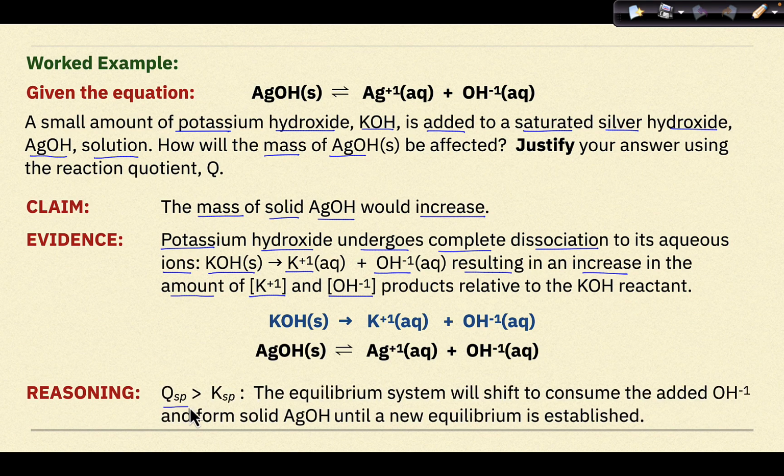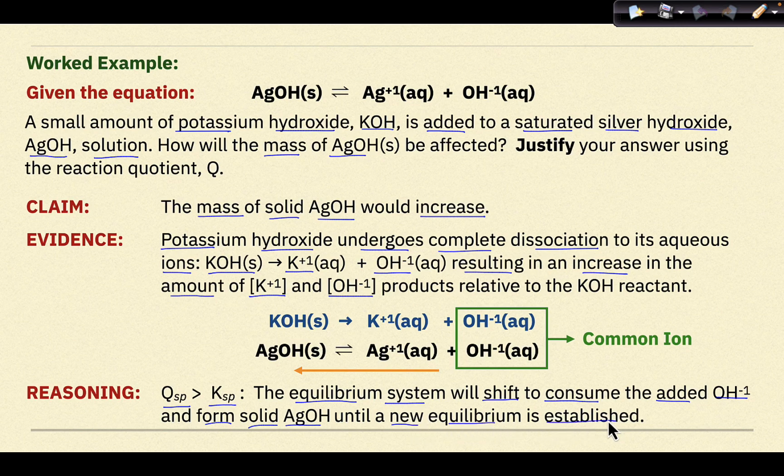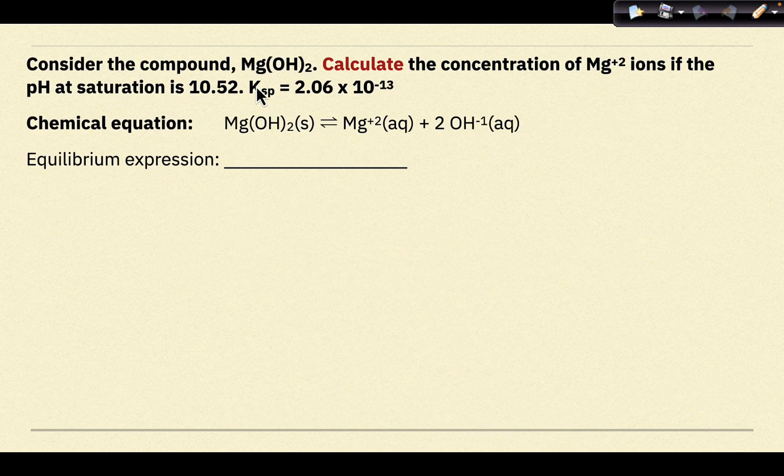Reasoning. Qsp is greater than Ksp. The equilibrium system will shift to consume the added hydroxide ions and form solid AgOH until a new equilibrium is established. Consider the compound MgOH2.